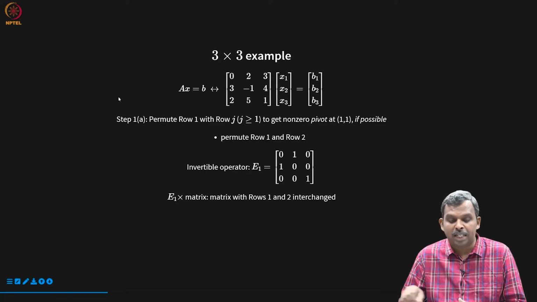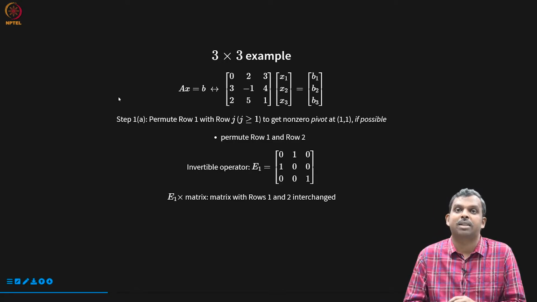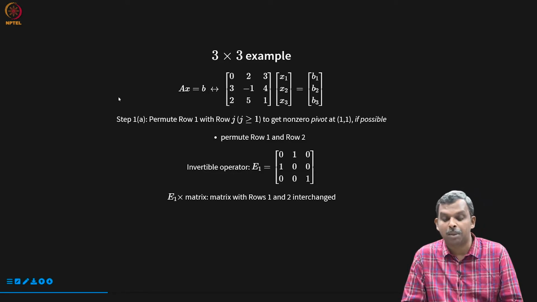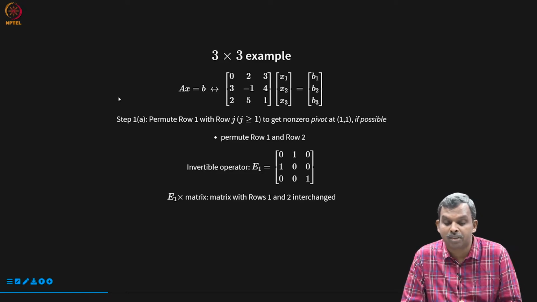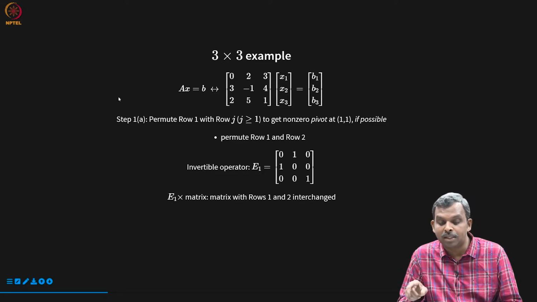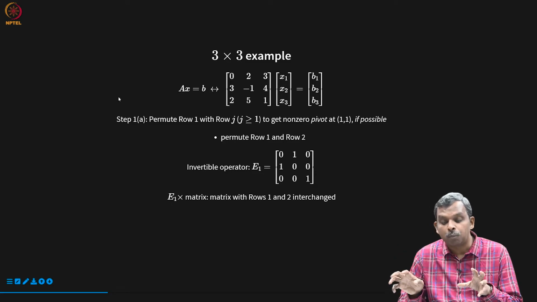Okay. So for that we can design a nice little invertible operator matrix which represents permuting row 1 and row 2 of anything that's multiplied on the right. Okay. So that matrix I will denote as E1. You can see what I've done here, 0, 1, 0, 1, 0, 0 and 0, 0, 1. Now if you take this A1 and multiply with any matrix on the right, what will happen? Row 1 and row 2 are interchanged.